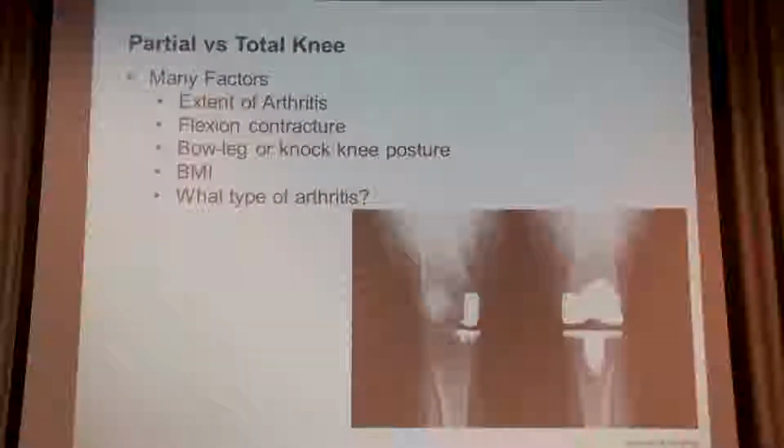And I will tell you, I think partial knees are really good. I will tell you the most common reason for failure of them is progression of arthritis to the other side. So it's one of the problems.